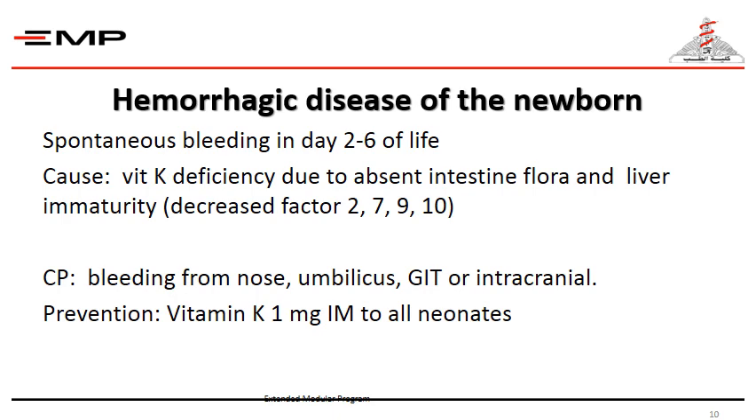The clinical picture will include bleeding from the nose, umbilicus, GIT, or intracranial. And usually we prevent this disease by giving all neonates 1 milligram of vitamin K, or phytonadione, intramuscularly at birth.